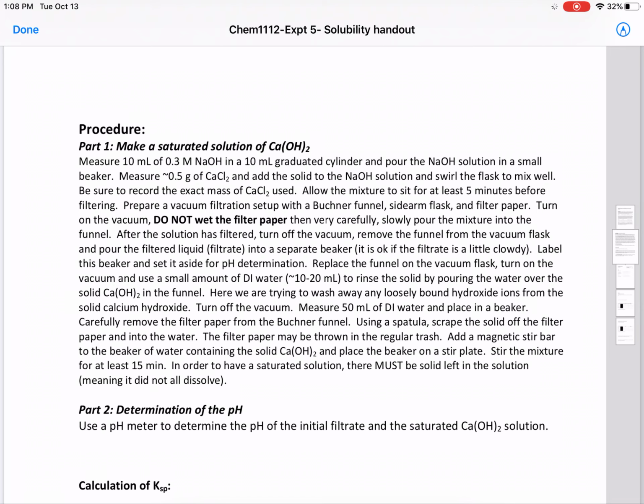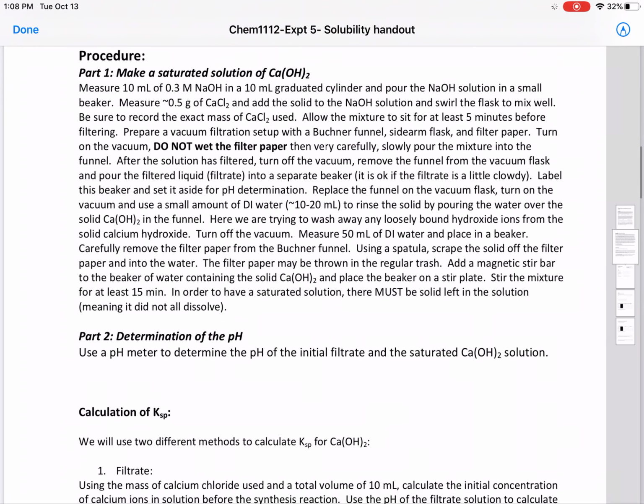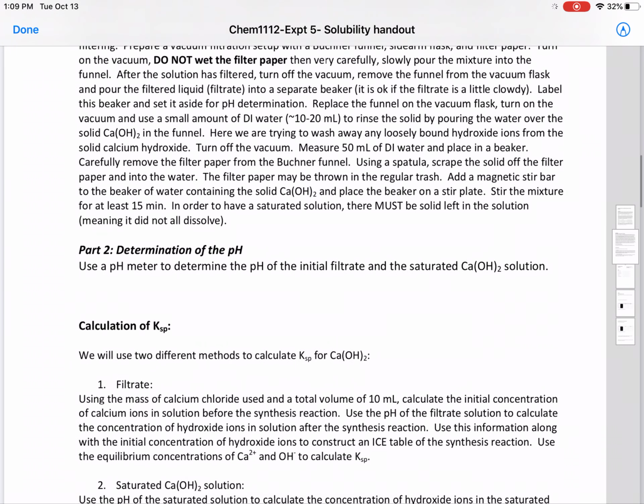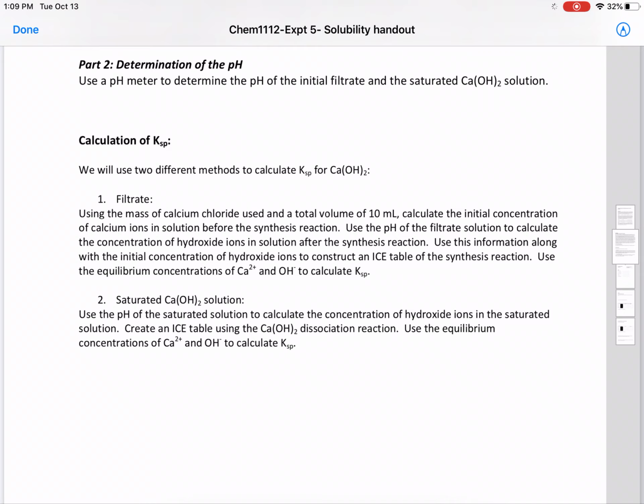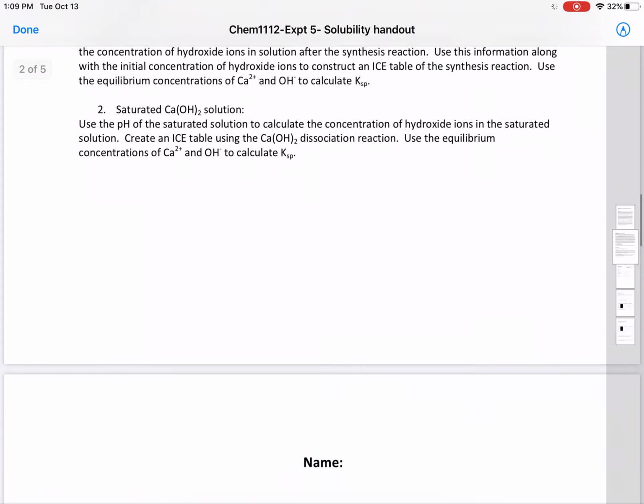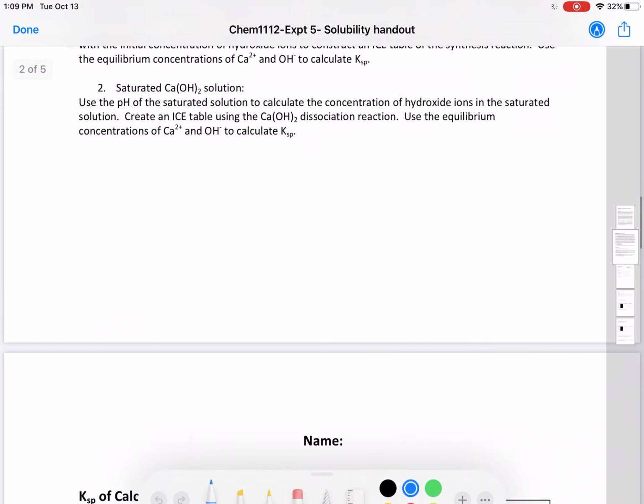And then after we vacuum filter it, you're going to isolate the solid. You pour that solid into another beaker, add 50 milliliters of water and make a saturated solution, and then calculate the pH again and then calculate the Ksp from the saturated solution. So those are the two methods we're going to be doing.